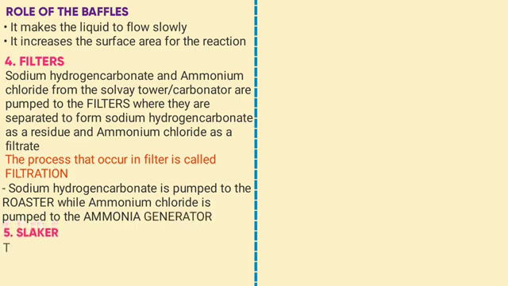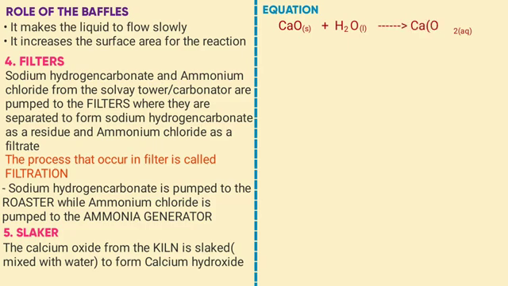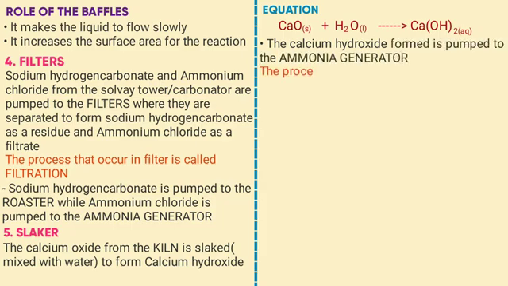So the next part is called the slacker. Now the calcium oxide from the kiln is slaked, that is, mixed with water to form calcium hydroxide. The equation is calcium oxide (solid) plus water (liquid) arrow calcium hydroxide (aqueous). Now the calcium hydroxide formed is pumped to the ammonia generator. The process that occurs in the slacker is called slaking.